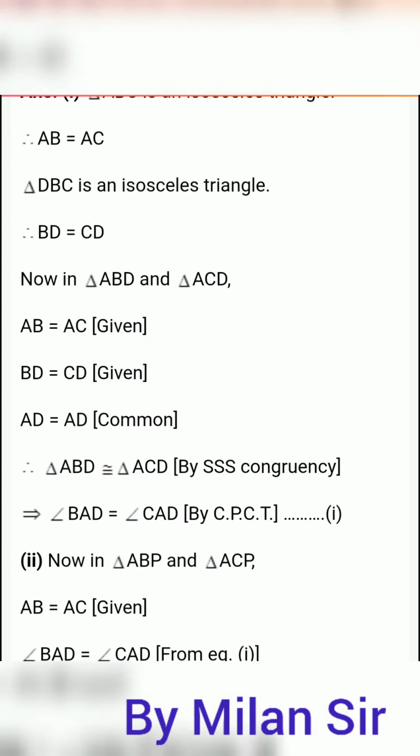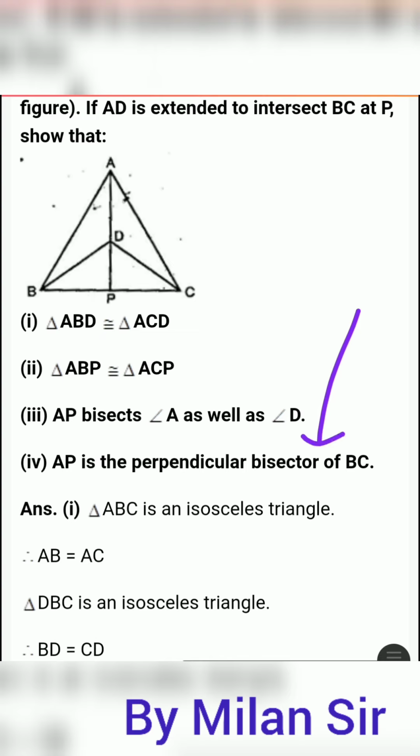And in question number 4, we need to prove that AP is the perpendicular bisector of BC. Now, what does perpendicular bisector mean? Perpendicular means it makes a 90-degree angle, and bisector means it divides the opposite side into two equal parts. Here, bisector means BP is equal to CP.